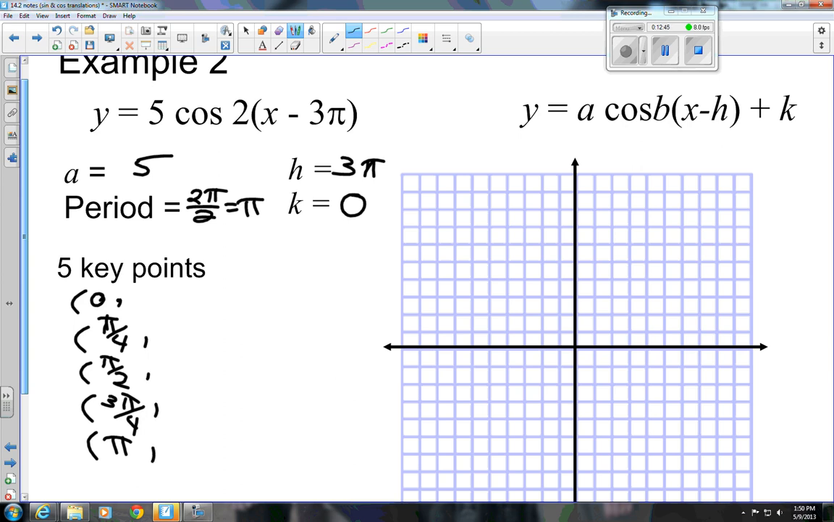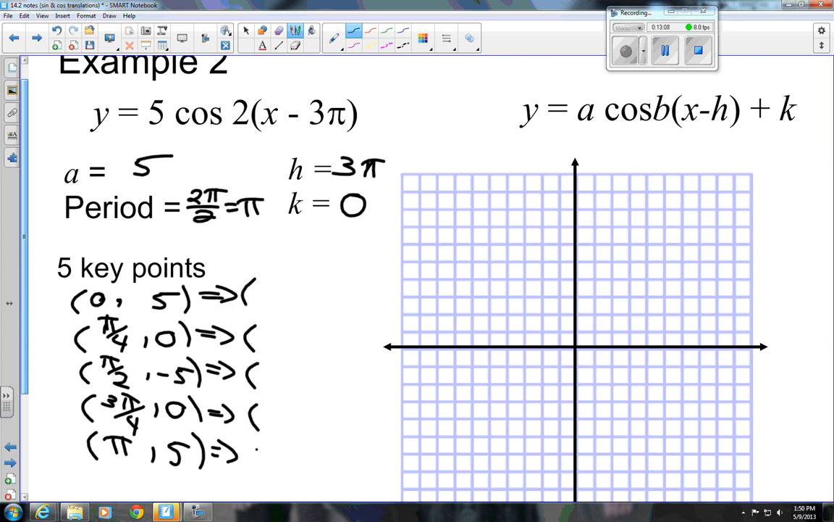Y values, this time it's cosine, so I start at the high point. So it's 5, 0, negative 5, 0, 5. And remember, the first and the last always should be the same. Okay, so now we're going to do our translation. This time my y values are not going to change, but my x values are going to have plus 3 pi.